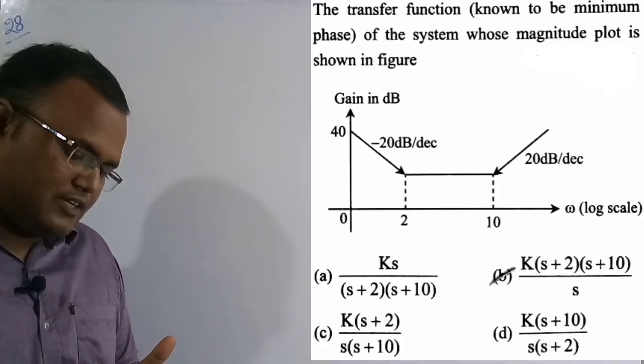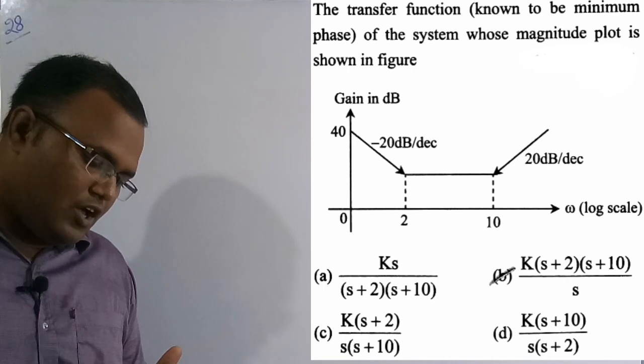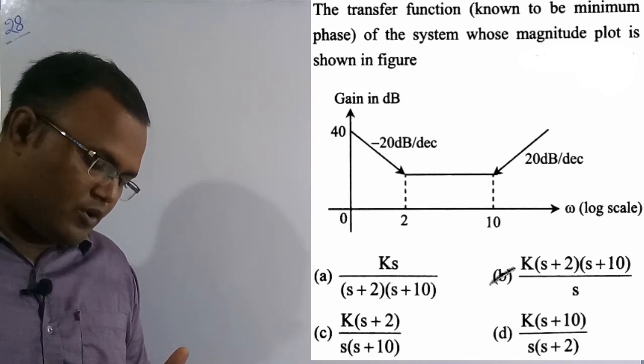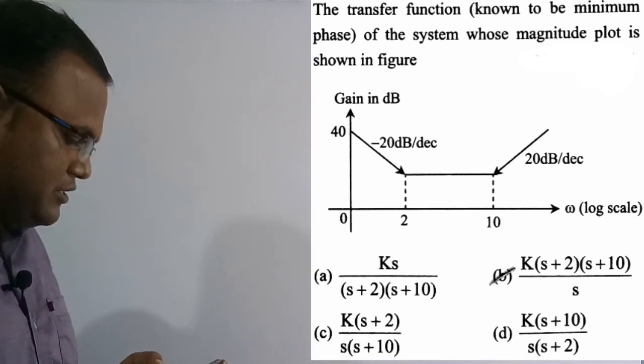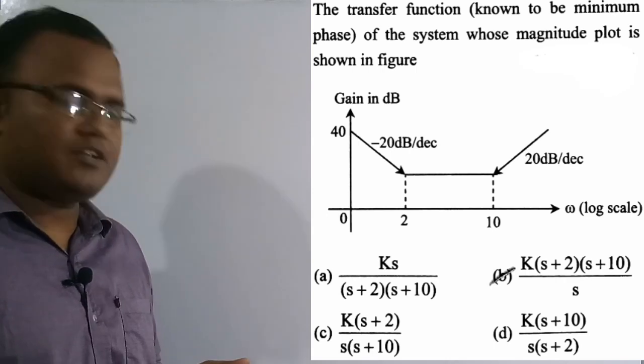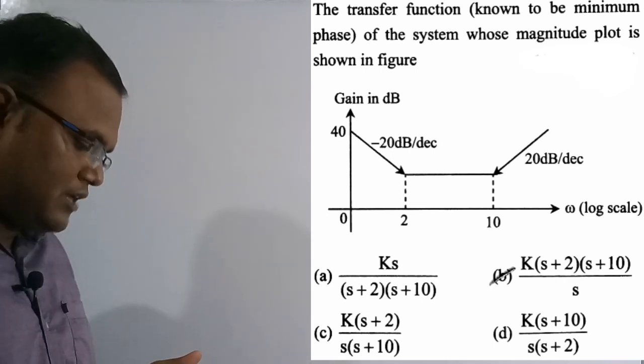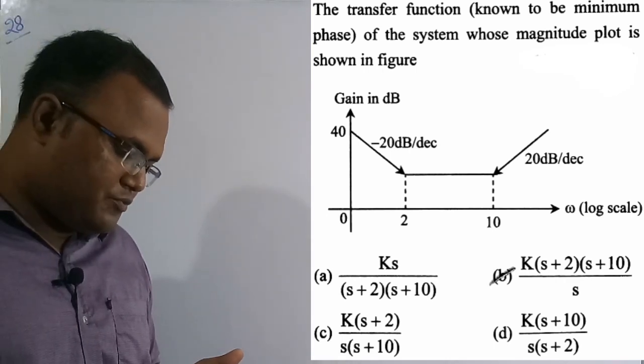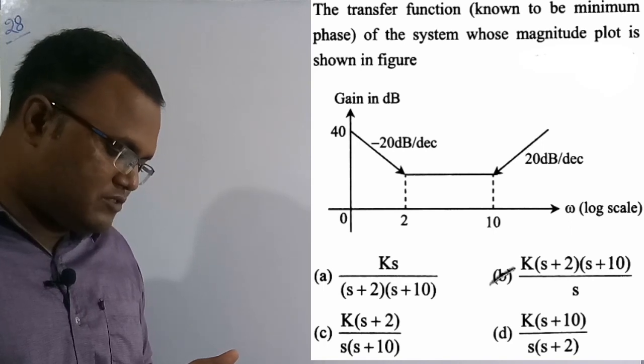Now we are going to solve the 28th question. See the question here. The transfer function is known to be minimum phase for the system whose magnitude plot is shown in the figure. Based on this, we have to figure out the open loop transfer function. What are the four options? Option B is the correct solution of this question.